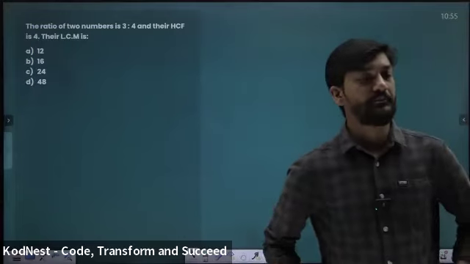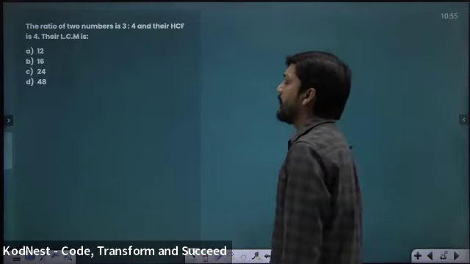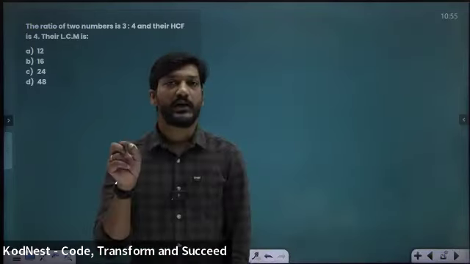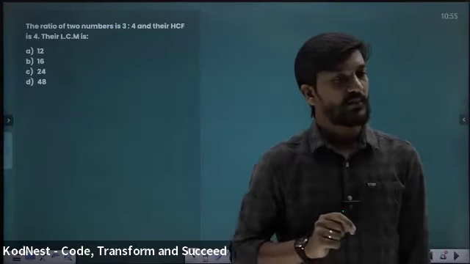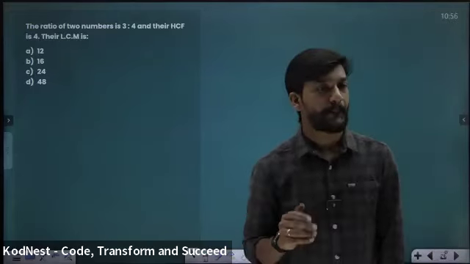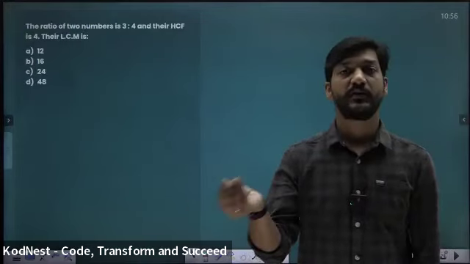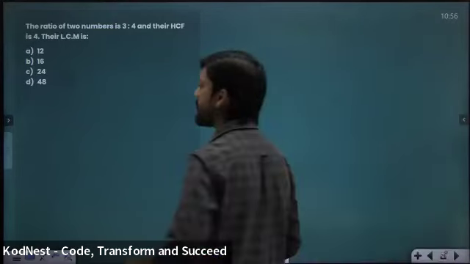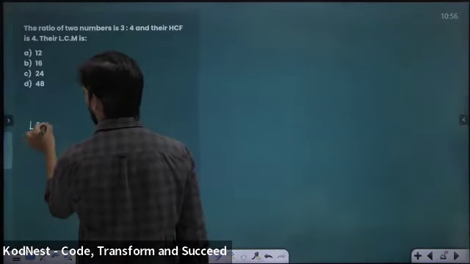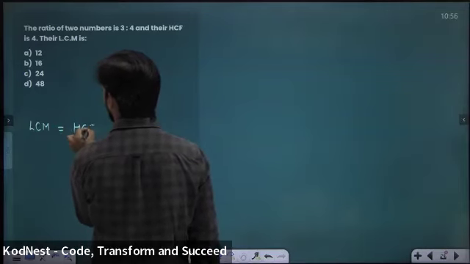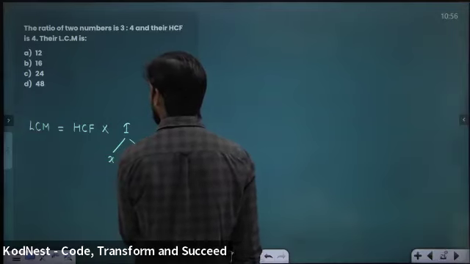LCM is not given. All right, LCM is not given. HCF is given. Okay, LCM equal to HCF into integer. Can I calculate the integer without LCM? Is it possible? Not possible. So we calculated the integer because LCM was given, HCF was given. Suppose if I write the same thing: LCM equals HCF into integer. Okay, this integer is x and y.